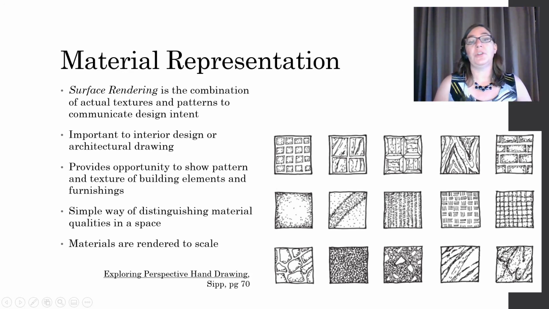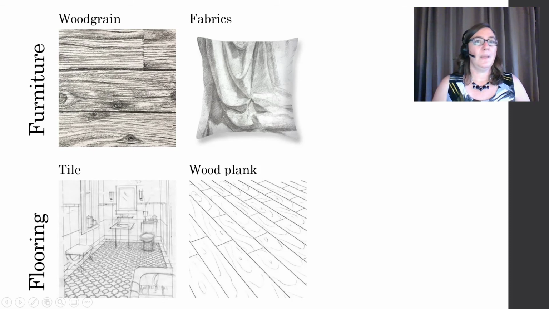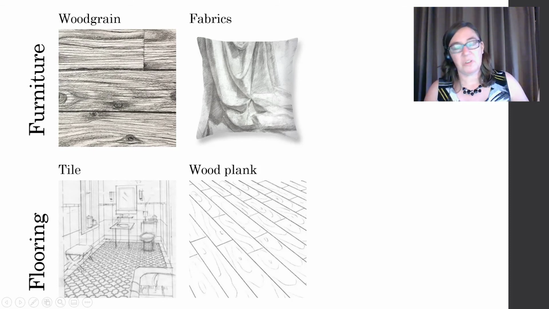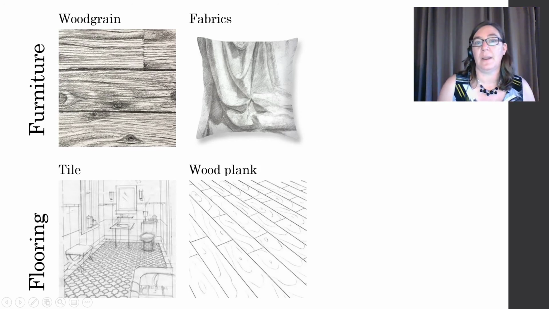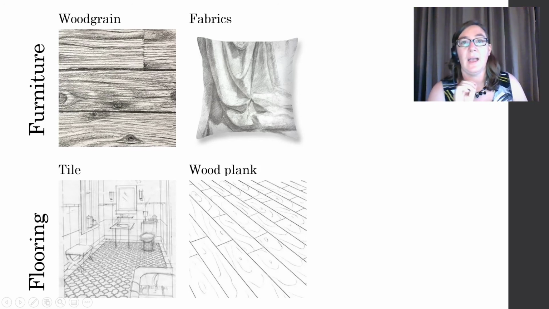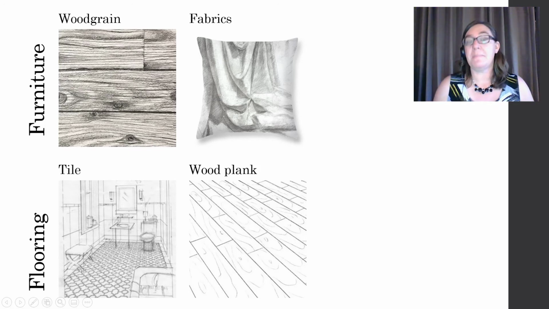Materials provide an opportunity to show pattern and texture of the building elements and furnishings. They are a simple way of distinguishing the qualities of a space. An important note here is that we render materials to scale. So here is just a high-level list of the kinds of materials you might come across in an architectural drawing. You're going to continue to study architectural materials in your next classes, and this is just a brief overview of what they might look like.